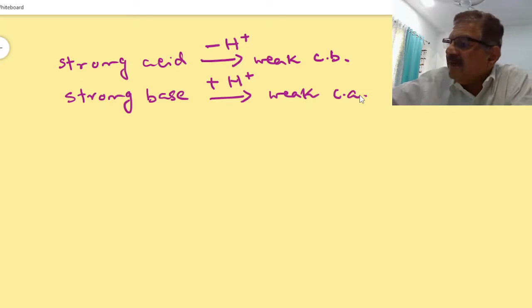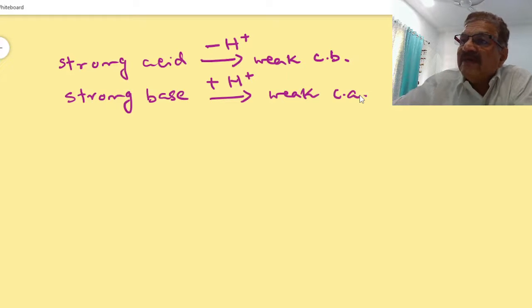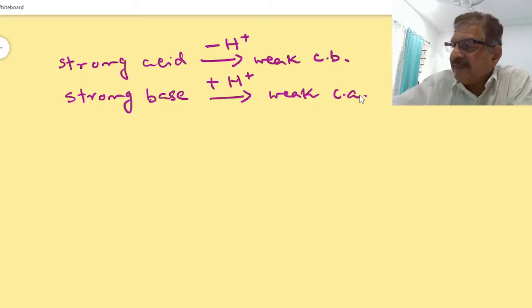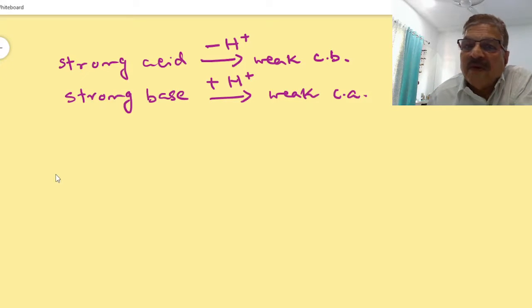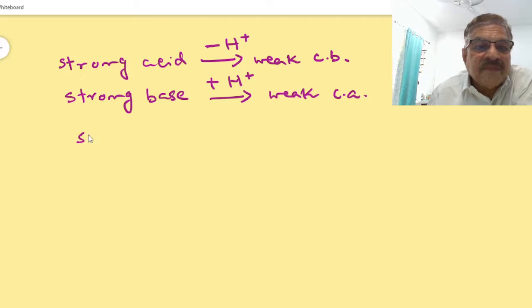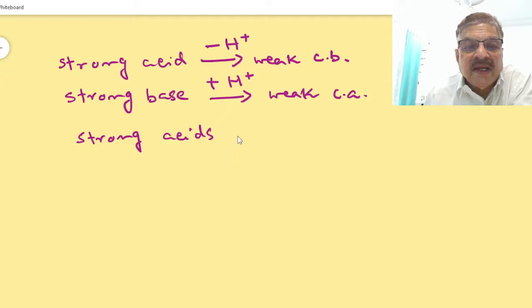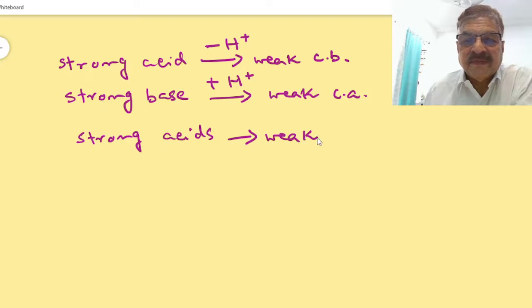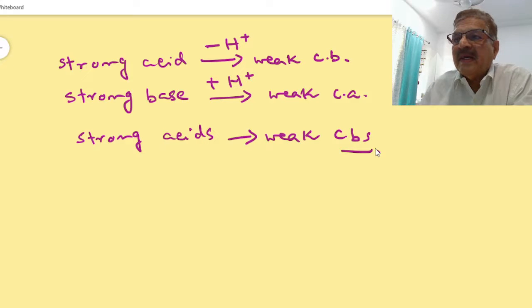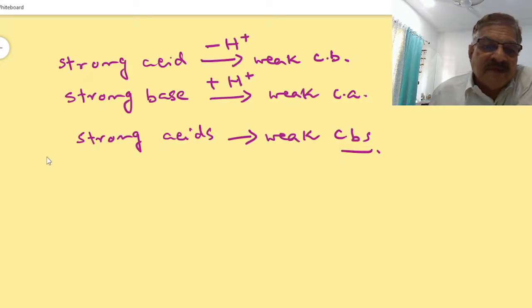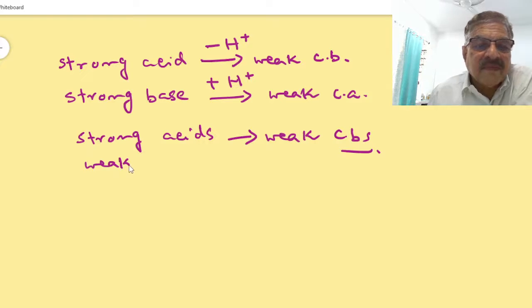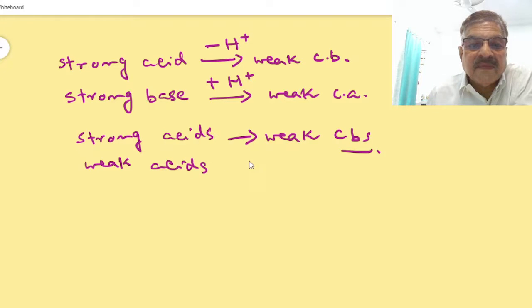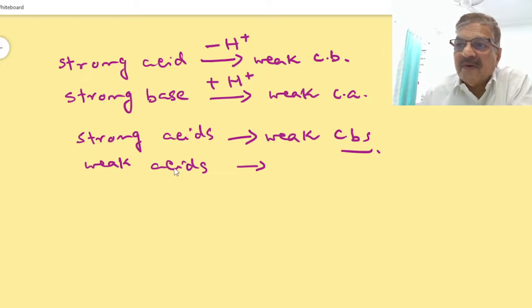Strong acids have weak conjugate bases. Strong acids will always give weak conjugate bases. Now, weak acids give strong conjugate bases. Weak acids always give you a strong conjugate base.